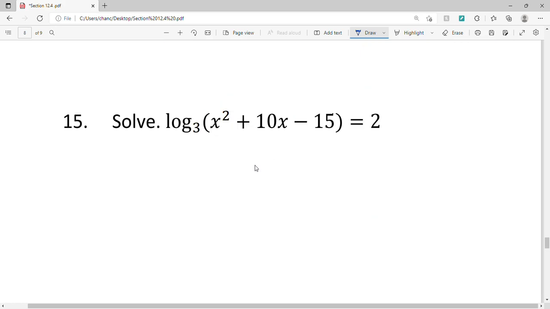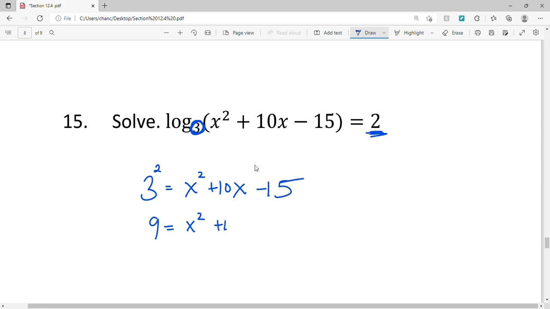In example 15, same strategy. We'll convert this to an exponent. 3 is the base. The exponent is the answer to the log. 3 squared is equal to x squared plus 10x minus 15. 3 squared, that's 9. And now I can subtract the 9 to both sides to solve for x.